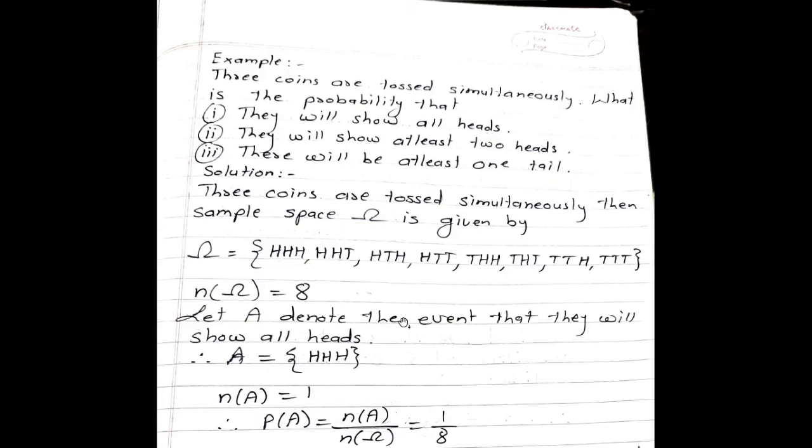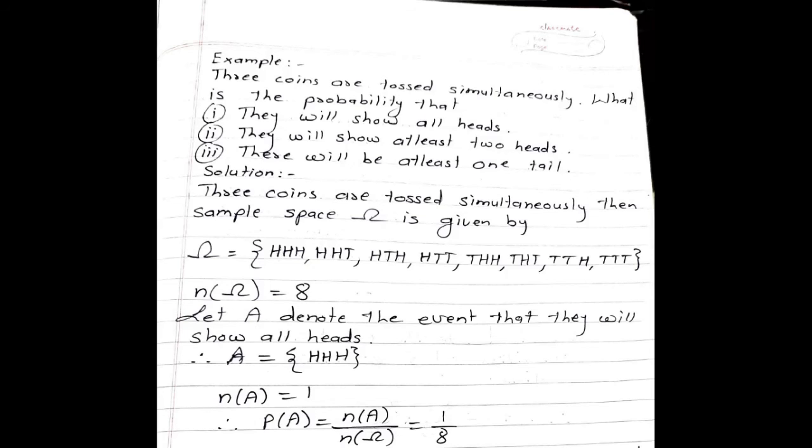See the next example. 3 coins are tossed simultaneously. What is the probability that, first part of the problem, they will show all heads. Second part of the problem, they will show at least 2 heads. Third part of the problem, there will be at least one tail. See the solution.